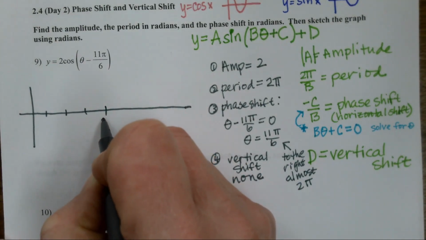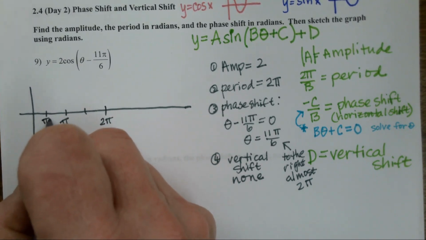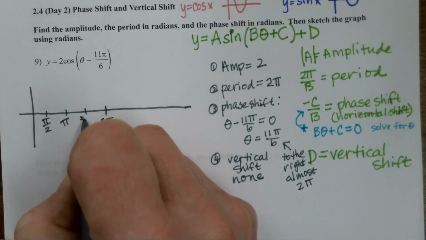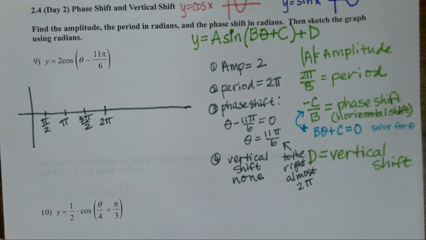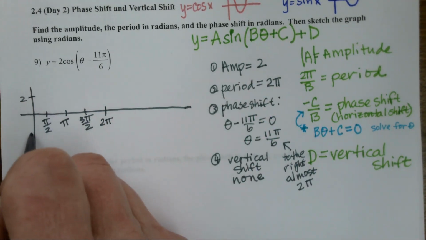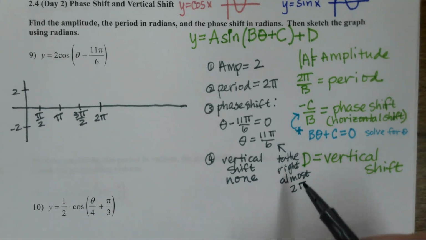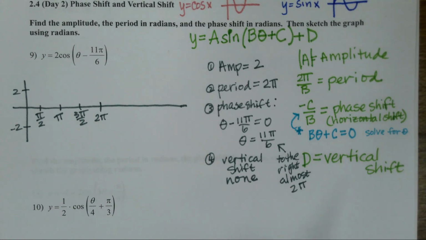This is 2 pi. Halfway is pi. Pi over 2. 3 pi over 2. We didn't have any fancy math. I do not have a vertical shift, so I can label my amplitude right away, 2 and negative 2. And again, because I want to move this to the right almost 2 pi, that's where my green line comes into play.